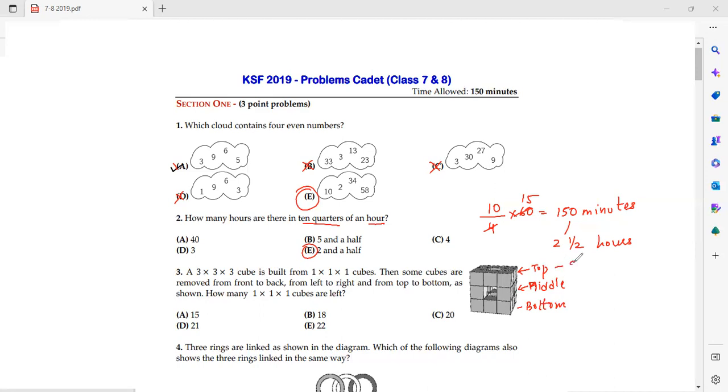Now every layer has 9 cubes. Out of the top layer, out of 9 cubes, 1 cube is removed. So in the top layer, I have 8 cubes. In the middle layer, all the middle ones have been removed, so out of 9, I have only 4 cubes. And from the bottom layer, just the way it was for the top layer, the middle is removed. So out of 9, 8 cubes are left. If we add them up, 8 plus 8 is 16, plus 4. So 20 cubes are what is left.